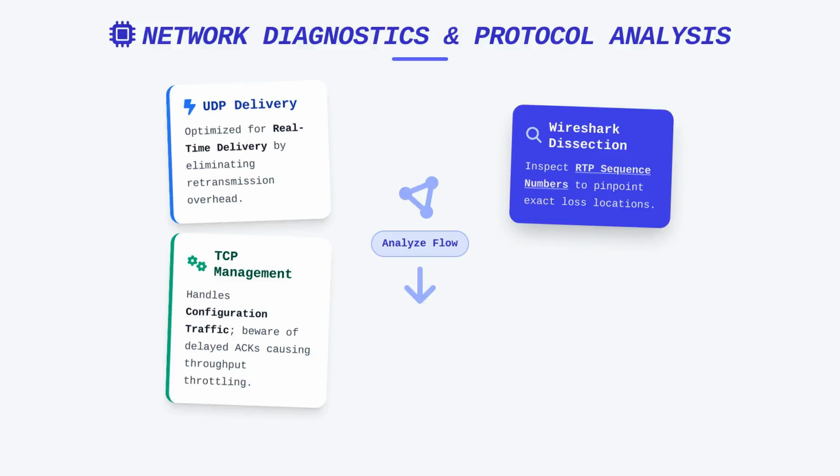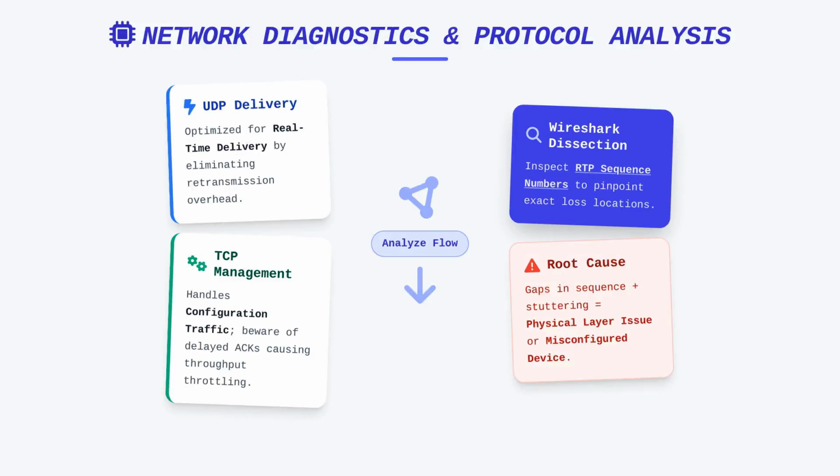By inspecting the sequence numbers of packets, you can determine exactly where the loss is occurring. If you observe gaps in sequence numbers that correlate with periodic stuttering, you are likely looking at a physical layer issue or a misconfigured network device that is dropping traffic.